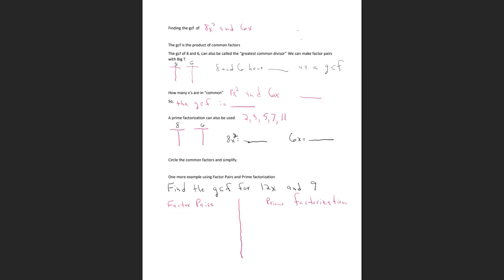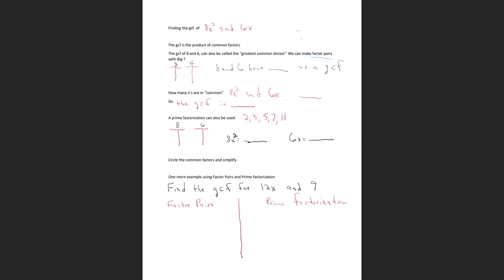To do this, there's several ways again. One is just doing it mentally, but basically what I'm going to do is just remember the GCF is going to be a product of common factors. The way I'm going to do this the first time is I'm just going to focus on the 8 and 6, and I'm going to find the greatest common divisor, if you will, or greatest common factor by using what we call factor pairs.